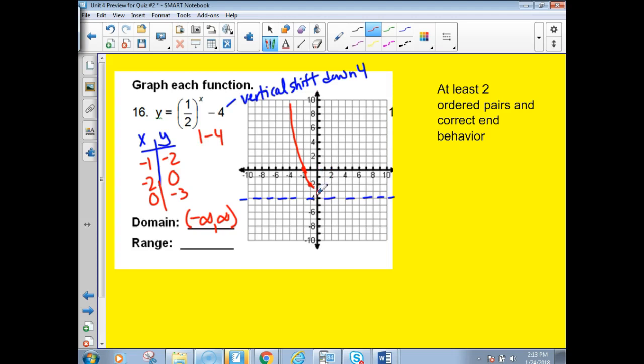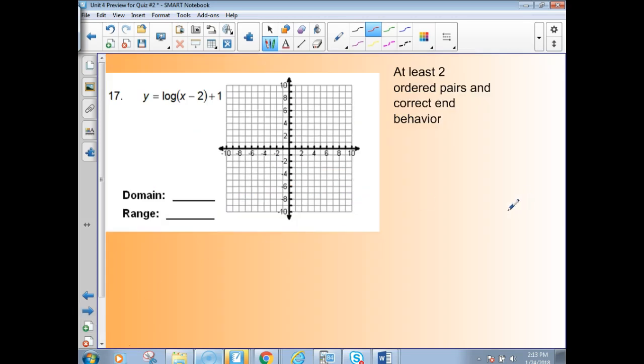And now I found the y-intercept. And then I go along there. I don't cross it. Don't cross the asymptote of -4. The range is from -4 then to infinity. Okay. Of course, next we'll have to graph a logarithmic.